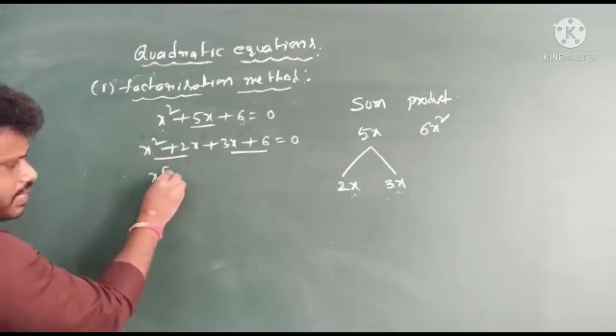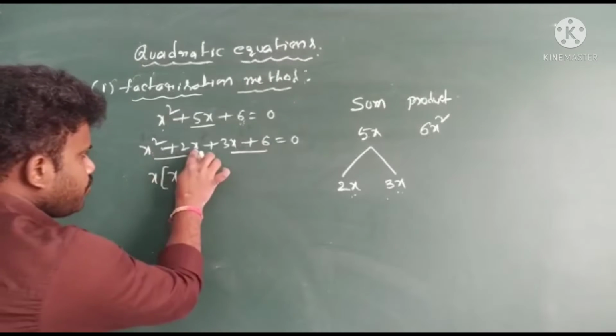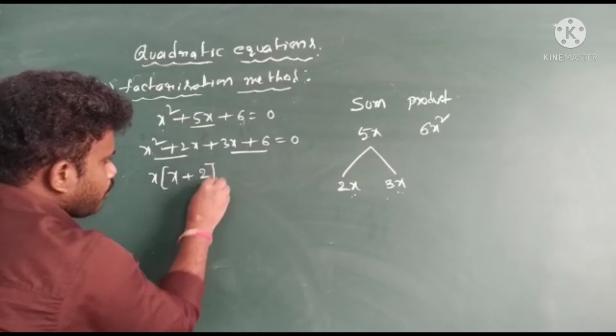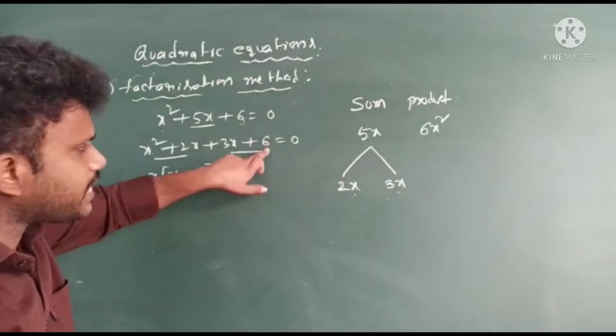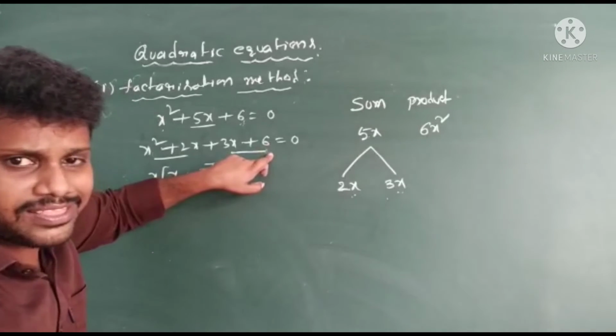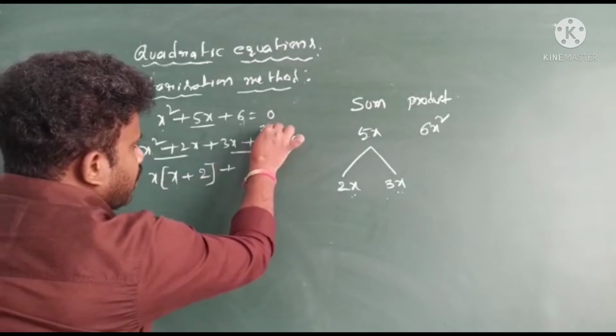If you take x common, 1x will be left out. Now if you take x common, here 2 is going to be left out. Plus, out of these 2 terms, the first term is 3x and the second term is 6. Now 6 can be written as 3 into 2.